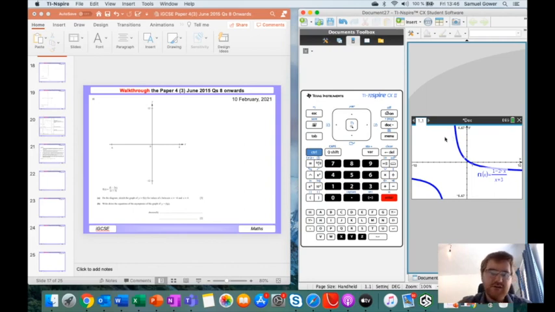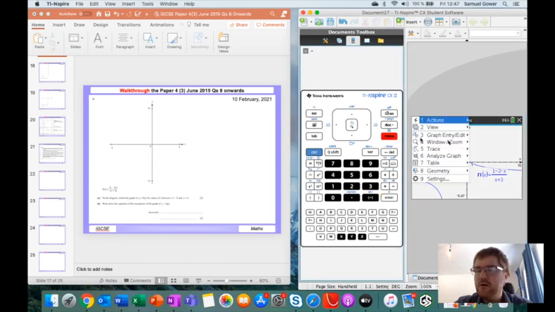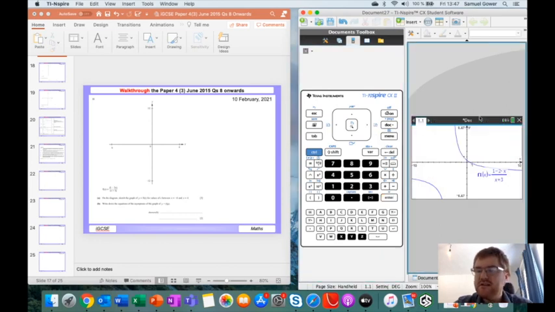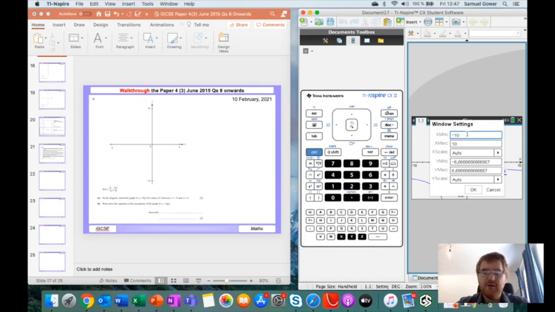So this is important. We need to make sure the scale is correct. So we want to scale. We go to Menu, Window Zoom, Window Settings. We want x to go between -6 and 4, and then we want the y-axis to go between -12 and +12.